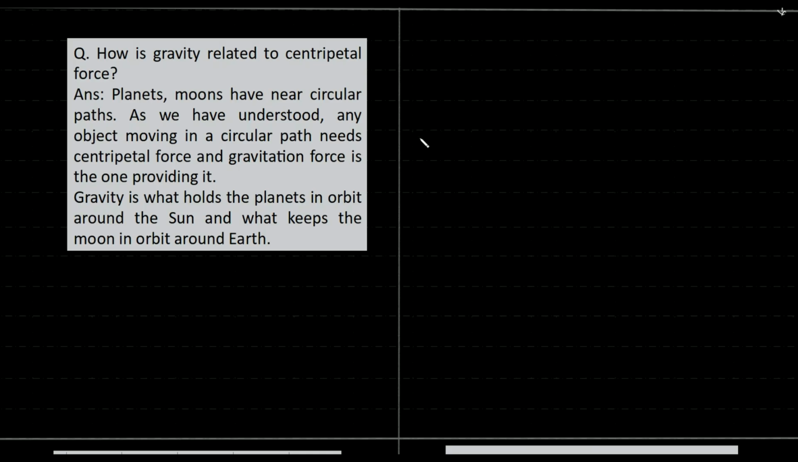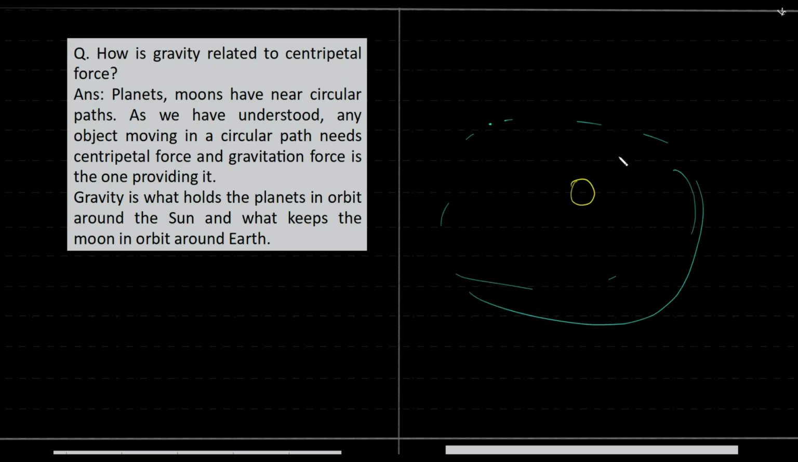related to gravity? See, if I take this as our sun, say somewhere over here is our Earth. How is the Earth moving around the sun? Well, around the sun, right? So it's moving around the sun.